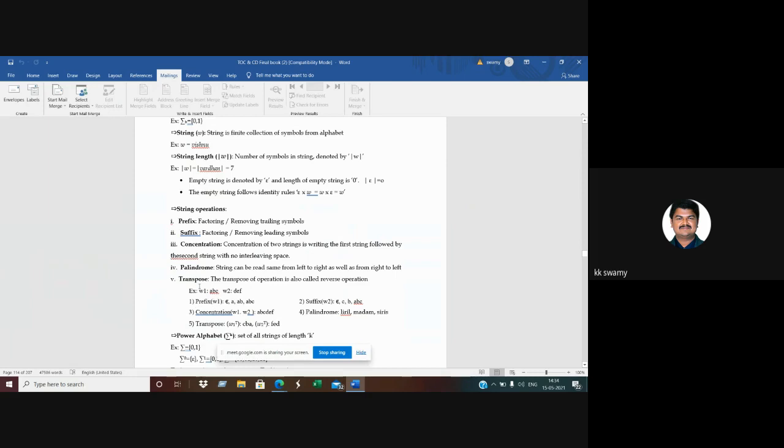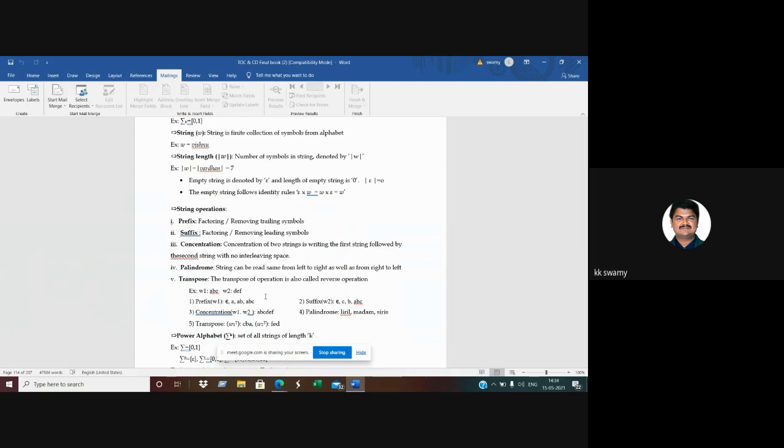Now what is the prefix of W1? Epsilon is a prefix and suffix for every string. Here epsilon, A, AB, ABC are the prefixes of the string. Now all of you note down one point here. If the string length is n, how many prefixes are there? There are n plus 1 prefixes.